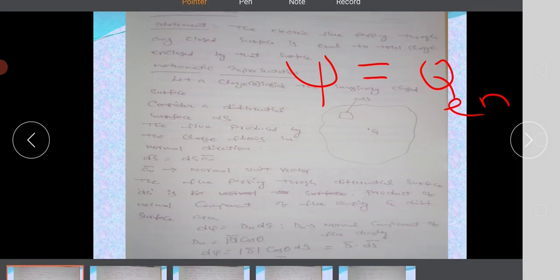So psi equals the integral of d psi, which equals the integral of D bar dot ds bar. Here ds bar is there, so the type of integration is surface integration, and we know that this is one closed surface. So here we have to use the closed integration, closed integral D bar dot ds bar. So this integration is a closed surface integration.